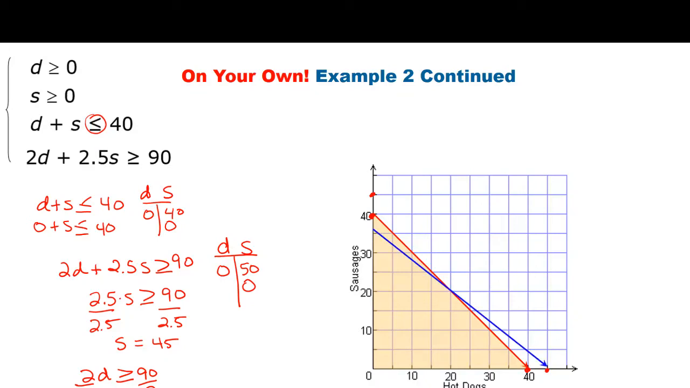Oh, what did I do wrong here? I got the 45 right. Let's see, 90 divided by 2.5 equals 36. So there's where the problem is. This again is less than, so let's shade it down. Oh, nope, this one has to be greater than. Wow, all right, so you can see that we just have a real small margin in here. If she really wants to make $90, this is the area that she has to sell in order to make her $90.